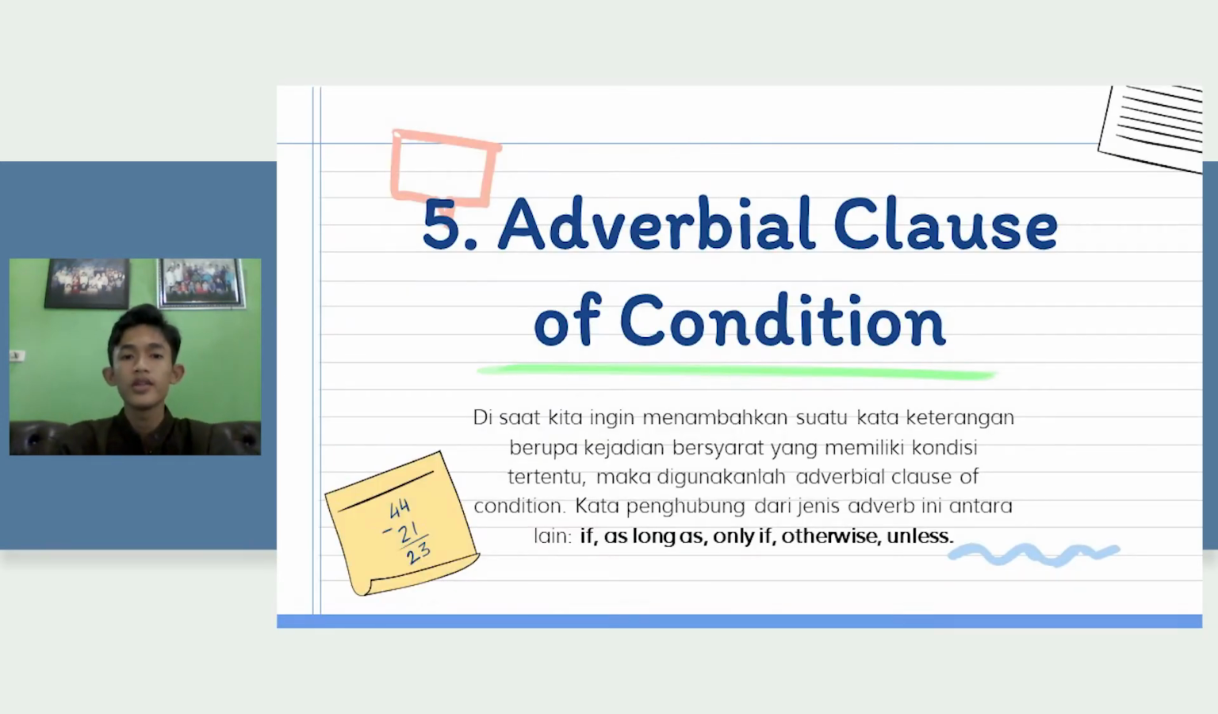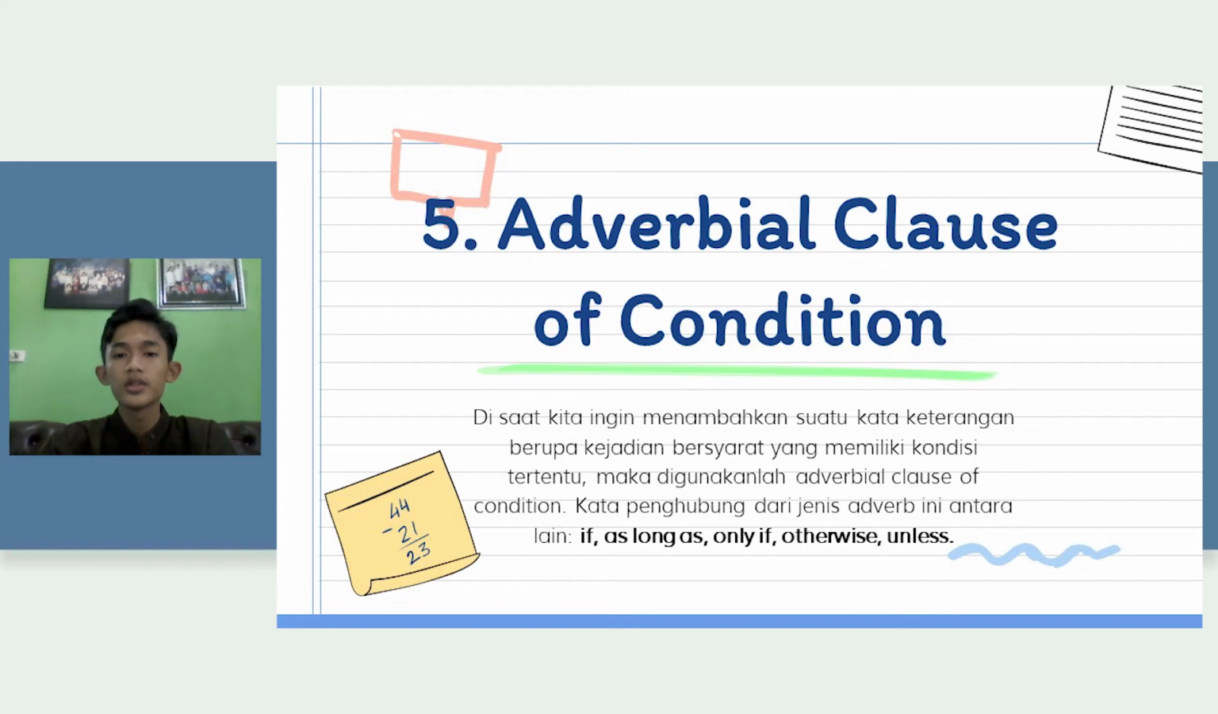5. Adverbial clause of condition. When we want to add an adverb in the form of a conditional event that has a certain condition, we use the adverbial clause of condition. The conjunctions of this type of adverb clause include if, as long as, only if, otherwise, unless.